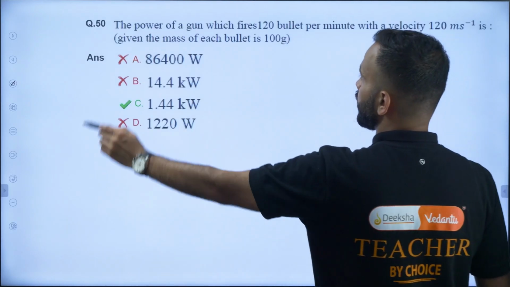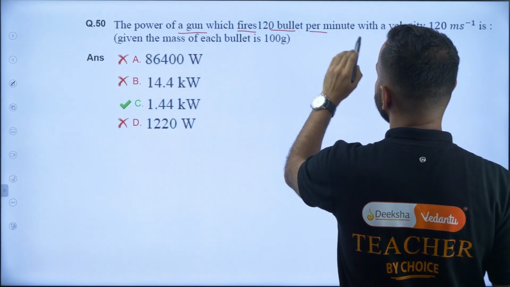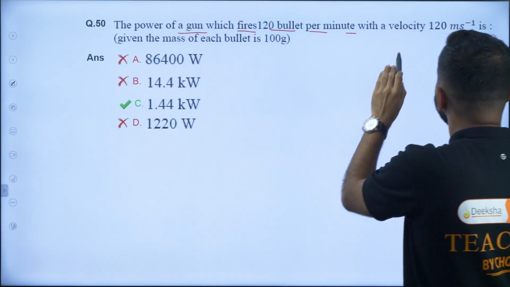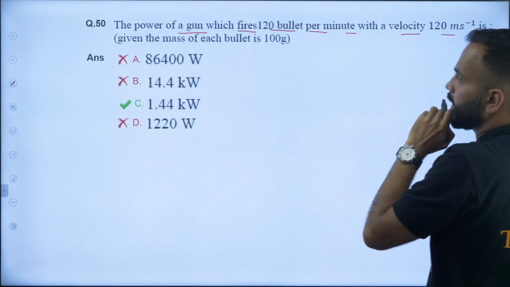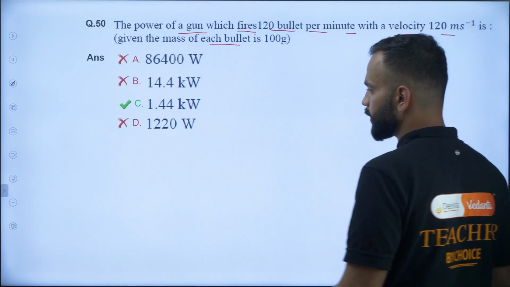Question number 50. The power of a gun which fires 120 bullets per minute with a velocity 120 meter per second is, given mass of each bullet is 100 gram. Again the direct question, right?